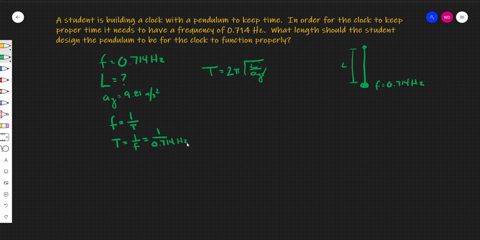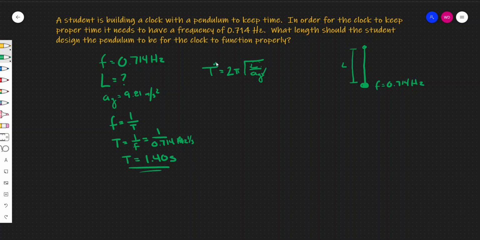0.714 hertz, or 1 over seconds, right? I could write this as 1 over seconds. So there's my seconds that I should get, because the unit for period is seconds. So 1 divided by 0.714, I get a period of 1.40 seconds.